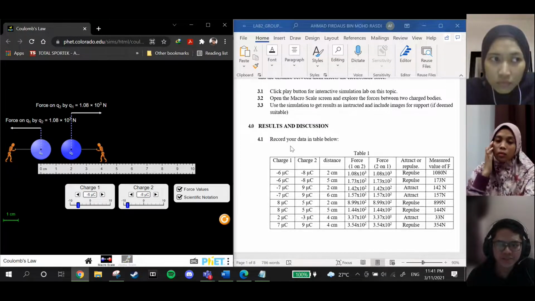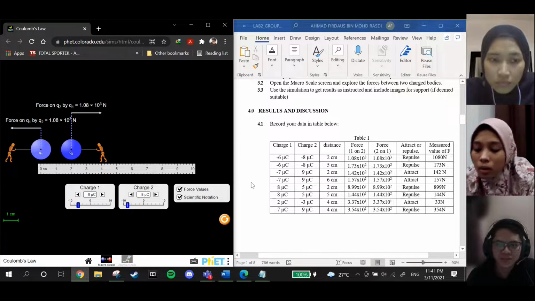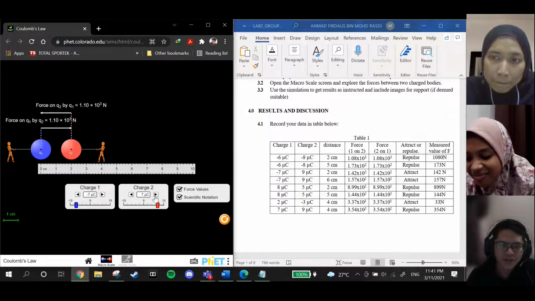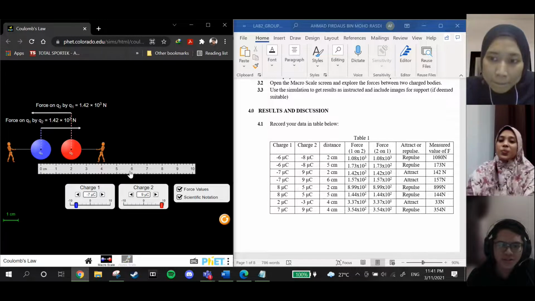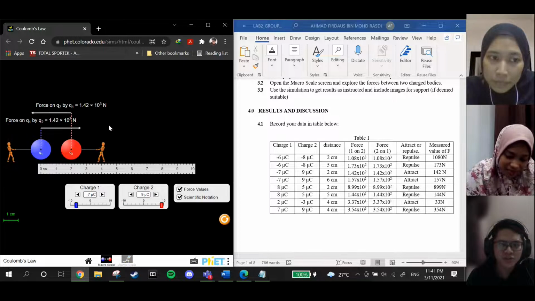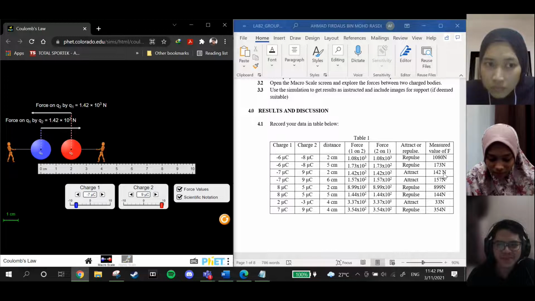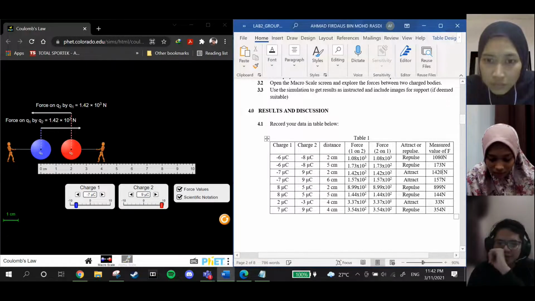Next, I will simulate the attractive force. So I will take the third data, which is charge 1 is -7 microcoulomb, and charge 2 is 9 microcoulomb, and the distance is also 2 centimeter. So the force on both 1 on 2 and 2 on 1 is 1.42 times 10 to the power of 3 Newton, and the measured value of the force is 140220.